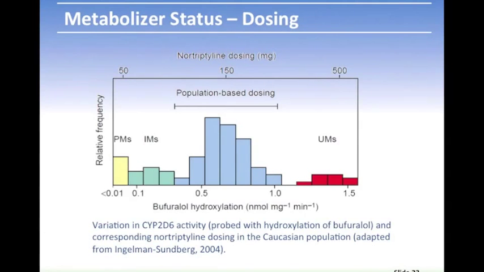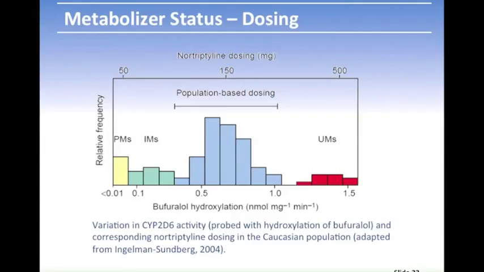Let's discuss bufuranol first. This drug is a potent beta blocker. The graph depicts the observed hydroxylation activity for patients of each of the CYP2D6 metabolizer statuses plotted against the relative frequency of patients in each category. Clearly, there is a wide spread of activity across PMs through ultra metabolizers. Now, how does this translate into effective dosing?